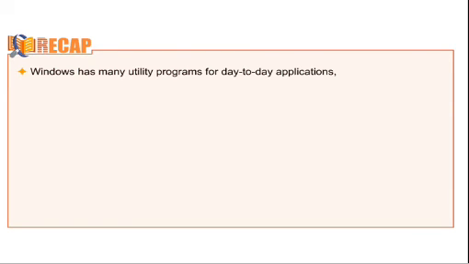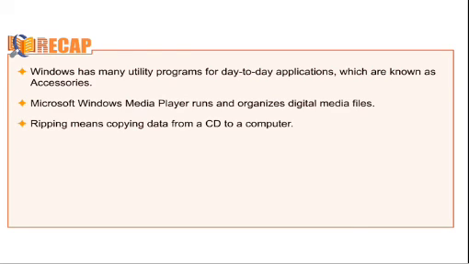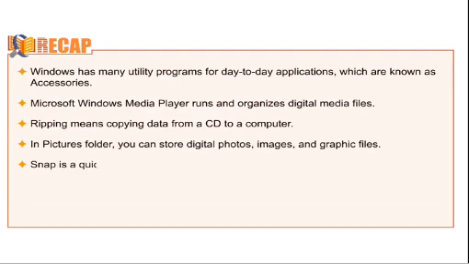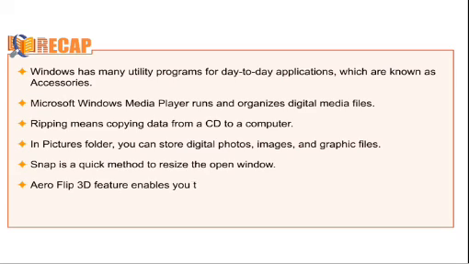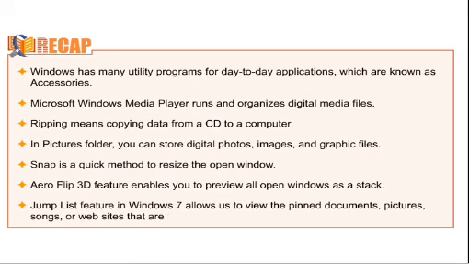Okay, students, let us take a recap of this chapter. Windows has many utility programs for day-to-day applications, which are known as accessories. Microsoft Windows Media Player runs and organizes digital media files. Ripping means copying data from a CD to a computer. In the Pictures folder, you can store digital photos, images, and graphic files. Snap is a quick method to resize the open window. Aero Flip 3D feature enables you to preview all open windows as a stack. The Jump List feature in Windows 7 allows us to view the pinned documents, pictures, songs, or websites that are used frequently.